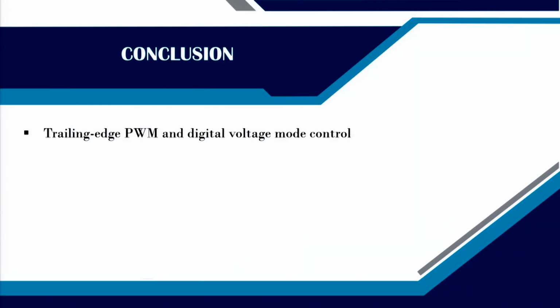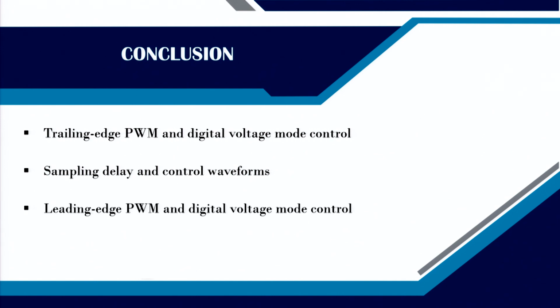In summary, we have discussed trailing edge pulse width modulator and digital control architecture. Then we have also discussed sampling delay and the control waveform. Then we have also discussed leading edge PWM and digital voltage mode control, and digital voltage mode control architecture, that means leading edge and trailing edge. Though in fixed frequency the trailing edge modulation is often used, what we have not discussed is how to generate this TRK, that means the sawtooth waveform, because we will see there are various types of architecture, and we will discuss that in the next lecture.